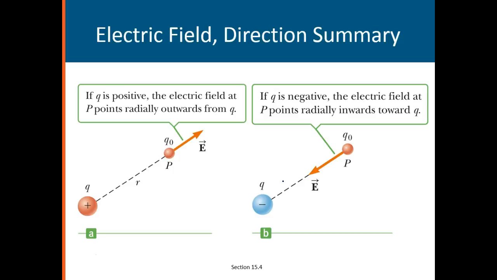A circular ring of charge of radius B has a total charge Q uniformly distributed around it. Okay? The magnitude of the electric field at the center of the ring is what? Let's see if I can get a slide where I can draw this one.